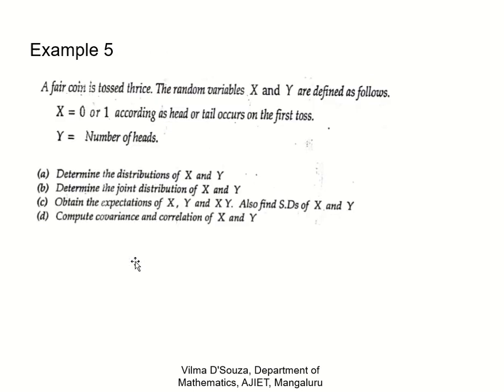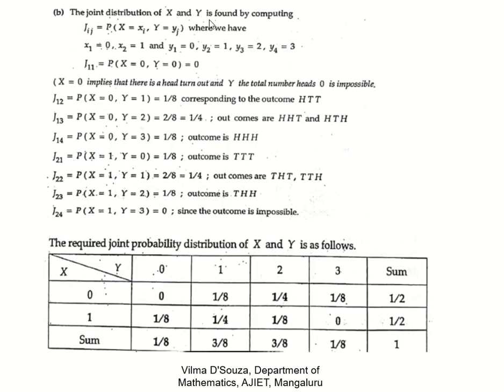Then, what is your question? Determine the distribution. Determine the joint distribution. This is very, very important. Determine the joint distributions of X and Y. So be careful here. The joint distribution of X and Y is found by computing p_ij equal to P of X equal to x_i, Y equal to y_j. For example, probability of X taking value 0, Y taking value 0. What is the meaning of this?